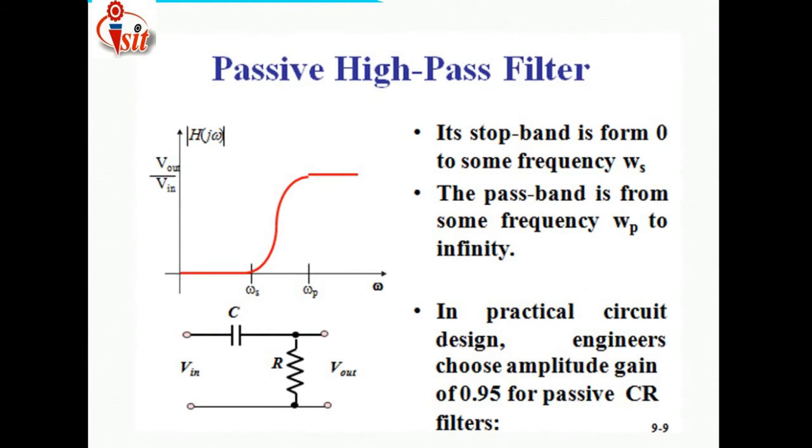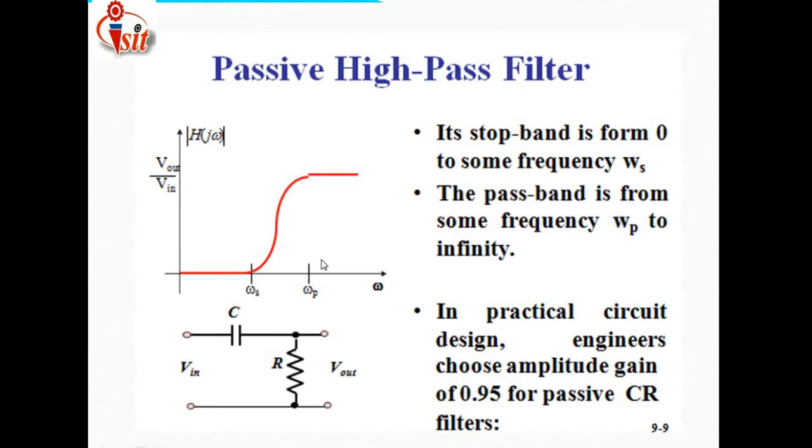The passive high pass filter is designed by using this curve. Just see over here, for the y-axis, output voltage divided by input voltage, that is whatever the output is coming over here, we have shown in the y-axis, and for the x-axis the angular frequency is shown. The stop band is from 0 to some frequency Ws, that is the stop band frequency, and the pass band is from the frequency Wp to infinity.